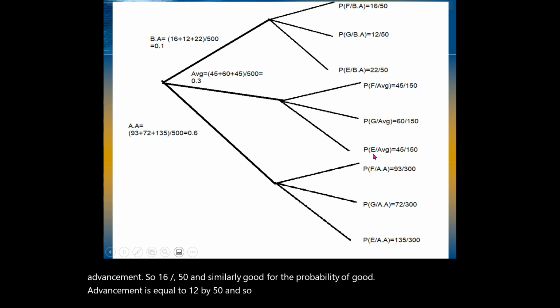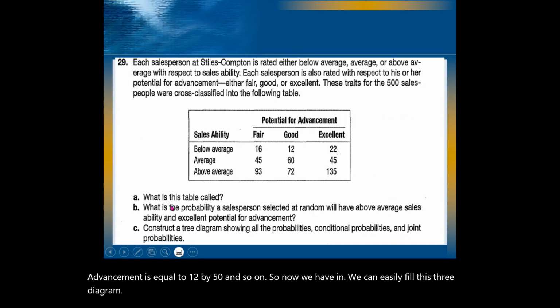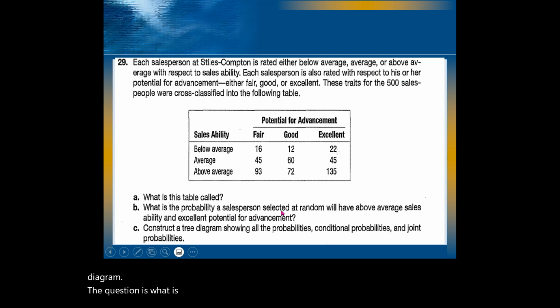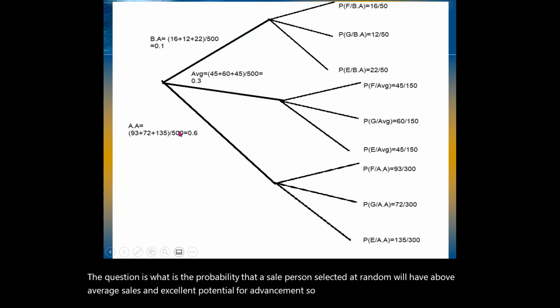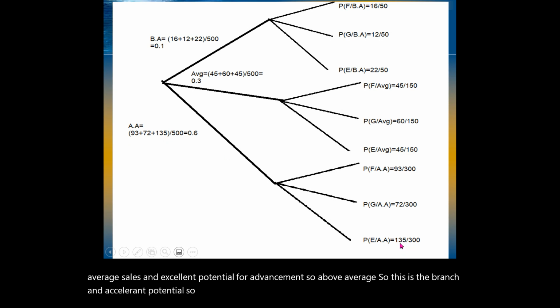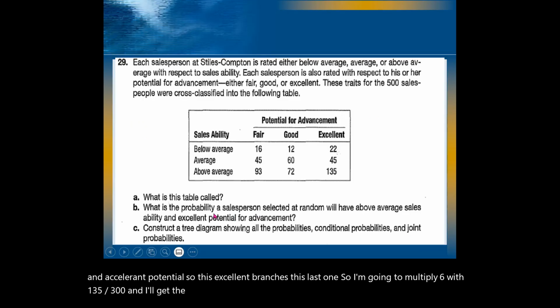So now we can easily fill this tree diagram. Now the question is, what is the probability that a salesperson selected at random will have above average sales and excellent potential for advancement? So above average, this is the branch, and excellent potential, this last one is the excellent branch. So I am going to multiply 0.6 with 135 divided by 300, and I will get the required probability for part B.